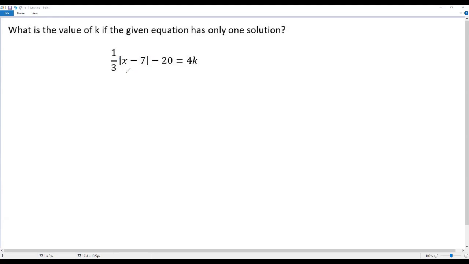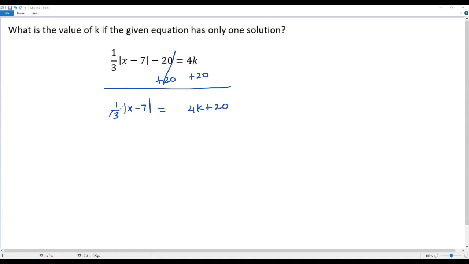Whenever I want to solve an absolute value equation, my first work is to isolate this absolute value part. So for that, I have to get rid of this negative 20 and this denominator 3. To get rid of this negative 20, I have to add 20 to both sides. This negative 20, positive 20 will cancel out. I'm getting 1/3 times absolute value of x minus 7 on the left side. On the right side, I'm getting 4k plus 20.